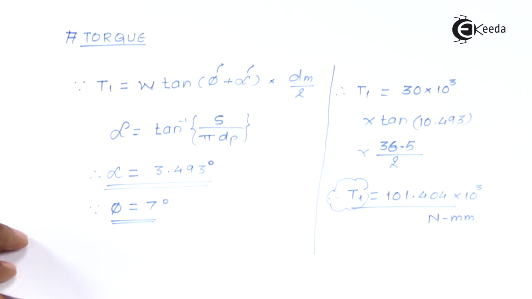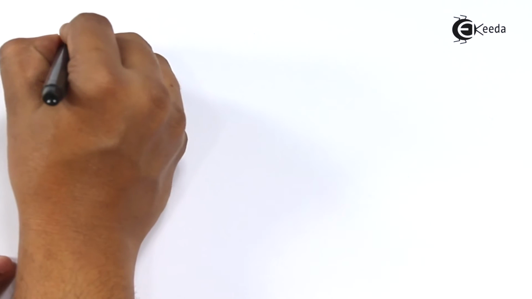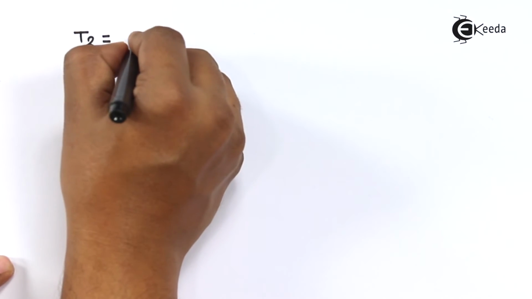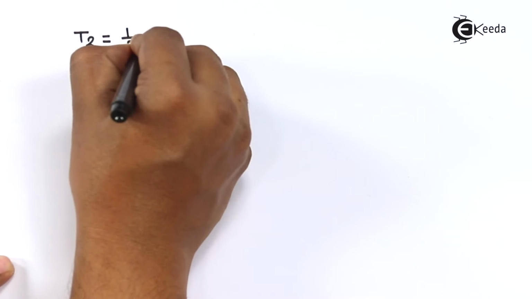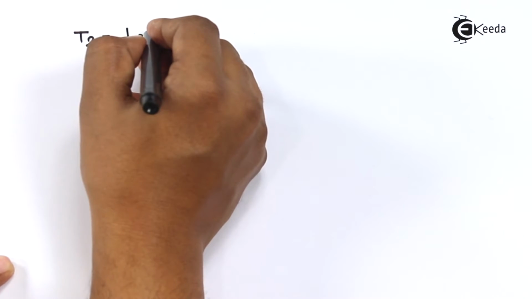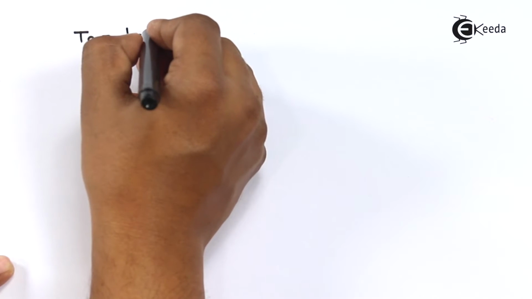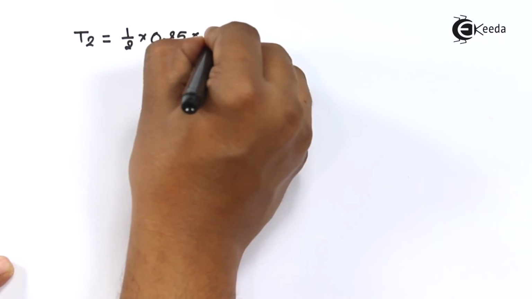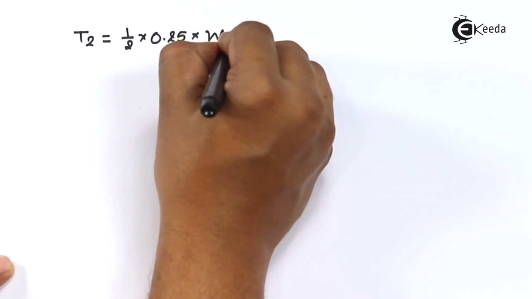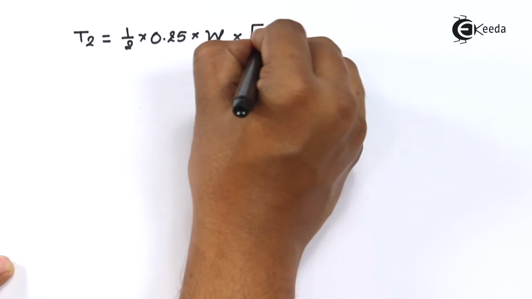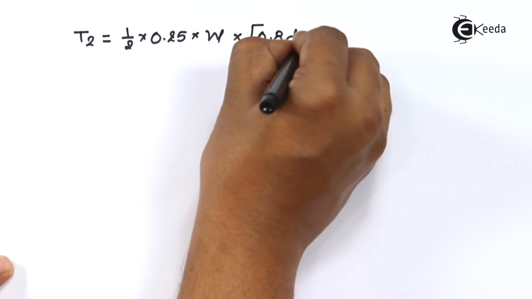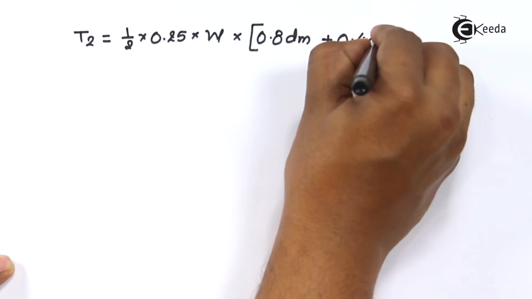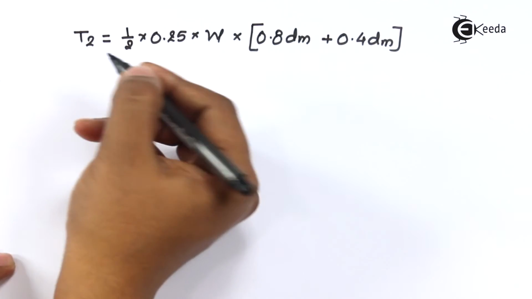Let us move ahead and find out the next form of torque, T2. Again, the empirical formula for T2 says that it is half into your value of 0.25 into your load into 0.8 times mean dia plus 0.4 times mean dia. Again, it's a standard empirical relation.